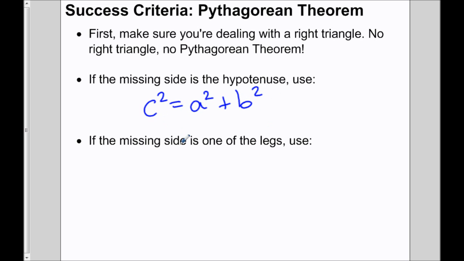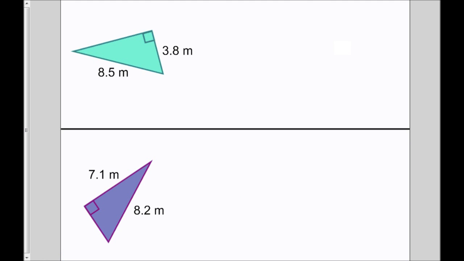But if it's one of the legs, instead of using the version with C squared, we're going to use the version with the A squared, which remember was just the large square subtract one of the other squares. Okay. Now, we'll show some examples of finding out one of the missing legs.